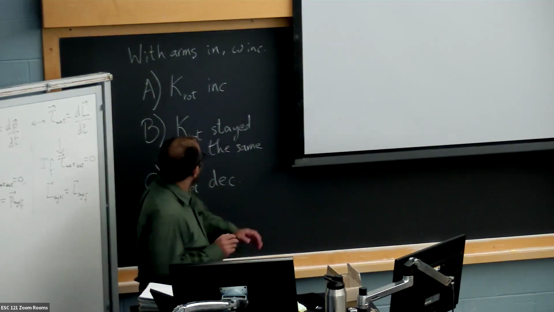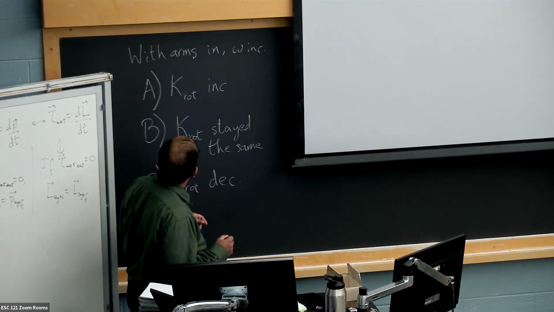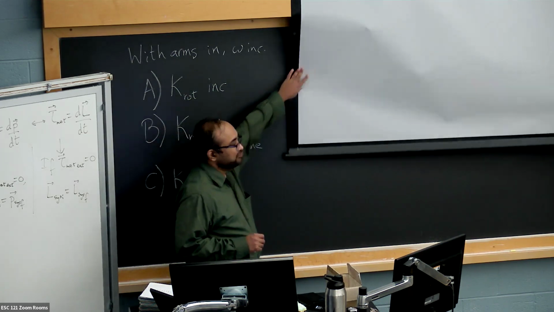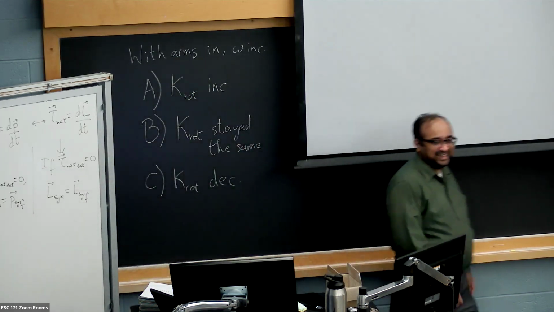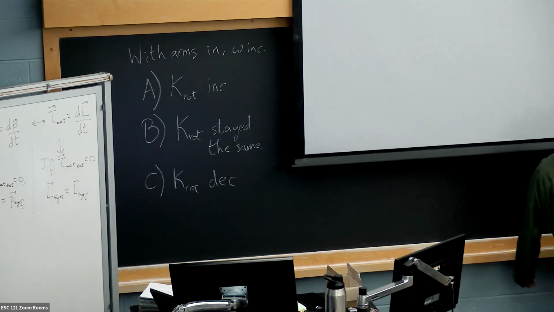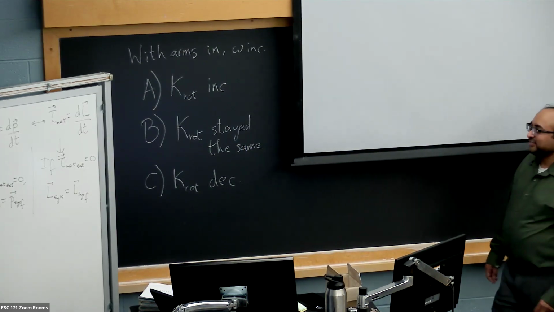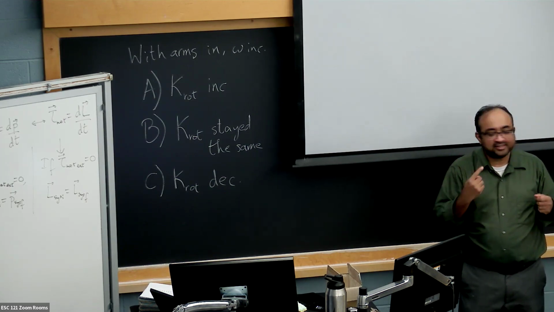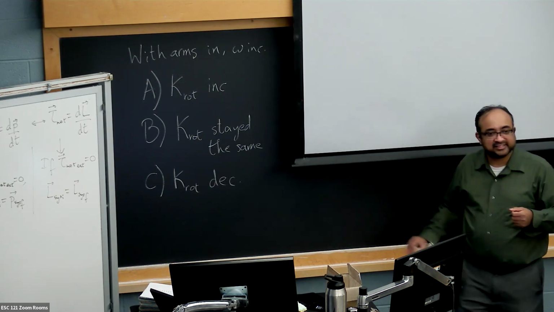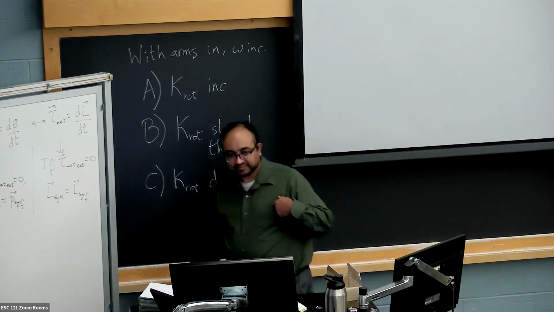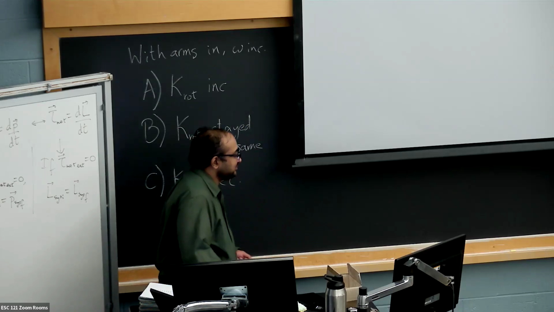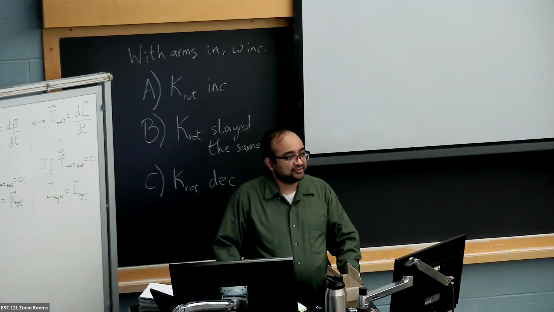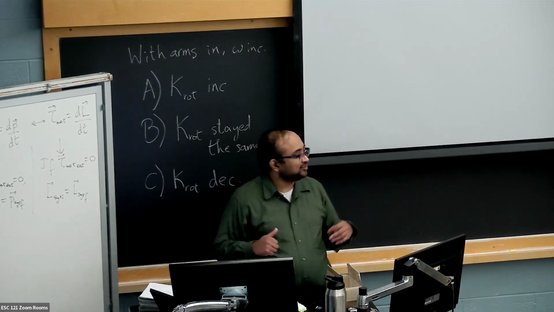This says with arms in, angular velocity increases. Okay, so when Nate pulled his arms in, we saw that his omega increased. He spun faster. And the question is, what can we say about K rotational? Do you want any more time? All right, then show me.